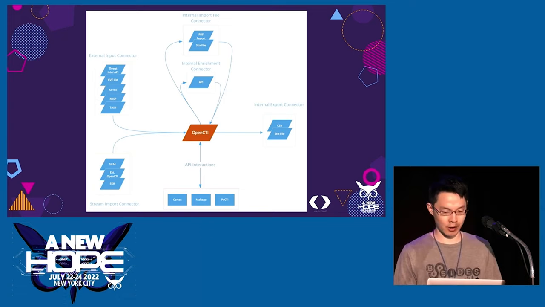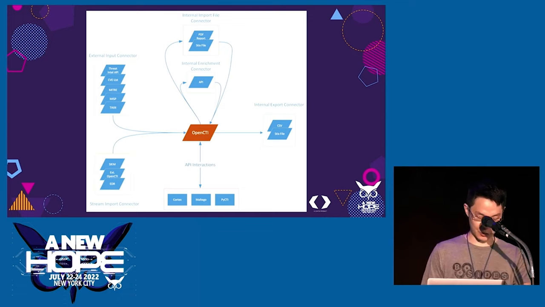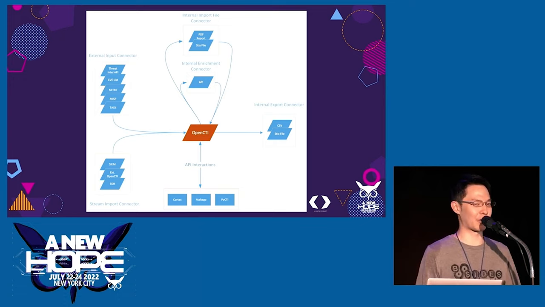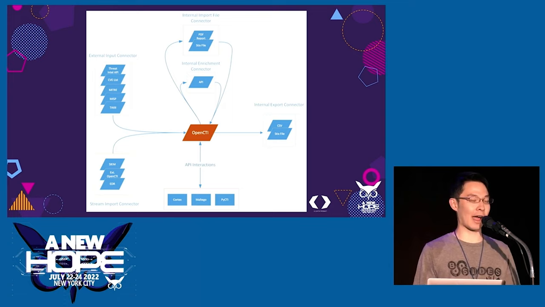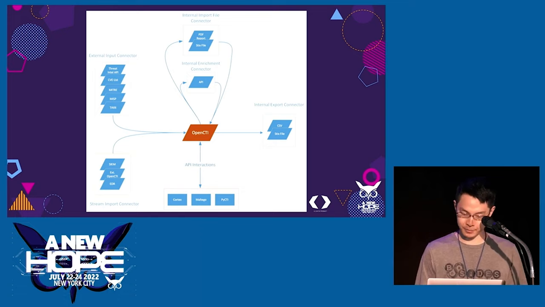Right underneath, we have the internal enrichment connector. Essentially, it calls out to whatever vendor solutions you have, whether you have a VirusTotal API key or a Palo Alto AutoFocus WildFire API, and is able to ask your vendor, what do you know about this IOC? And they'll come back to you with all sorts of data. With a click of a button, you'd be able to save all that information onto OpenCTI.